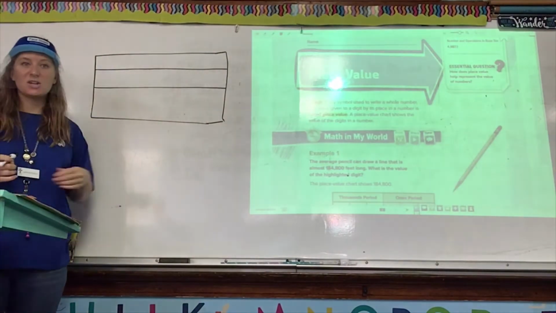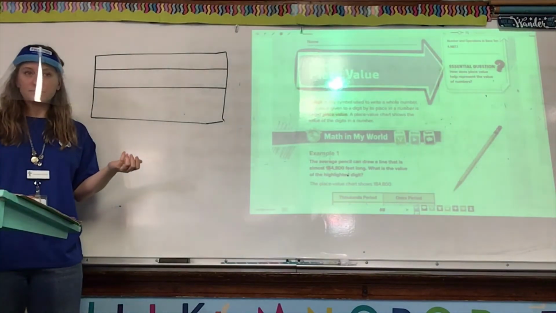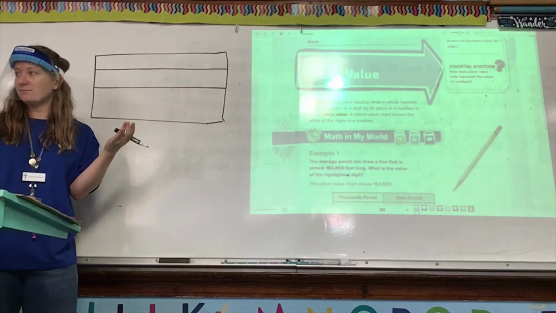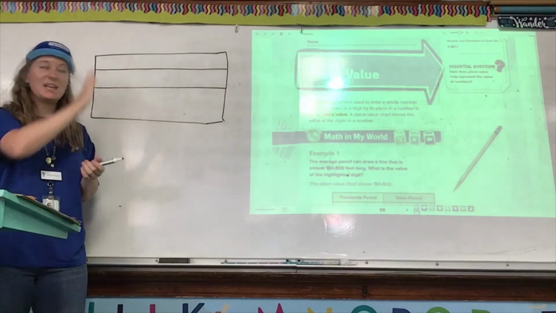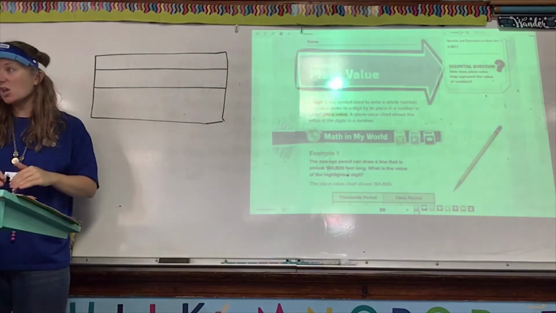Columns are the ones that go up and down. Because think of a building with columns on it. If they put those columns sideways, would it hold up the roof of the building? No, they have to put them up and down. So that will help you to understand that columns go up and down.